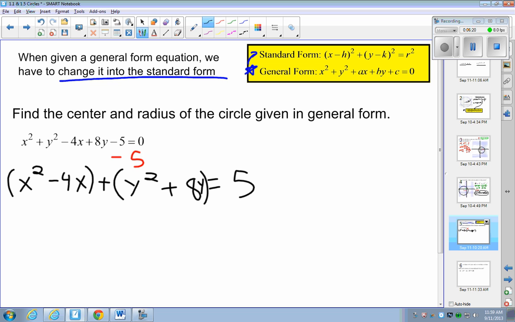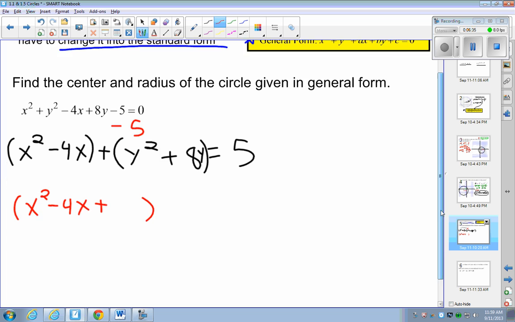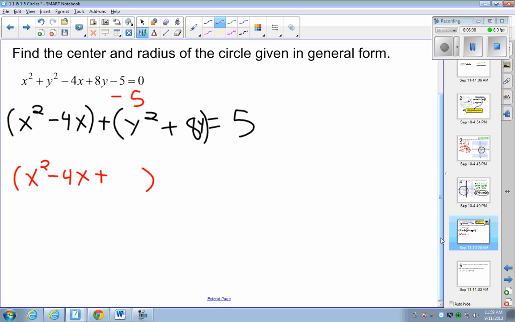Okay, so let's complete the square for x. So here, we'll have x squared minus 4x plus something. And how do we get that something? To get that number, we take our b, which is negative 4, divided by 2, and square it. And so we'll have negative 4 divided by 2, which is just negative 2. Square that, we'll end up getting positive 4. All right, and so let's do it for the y's.